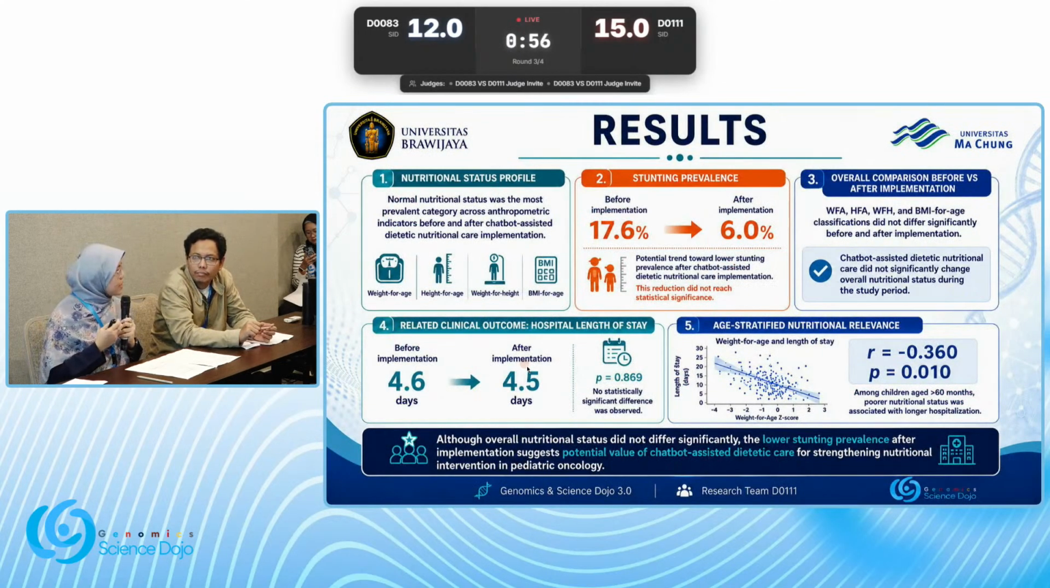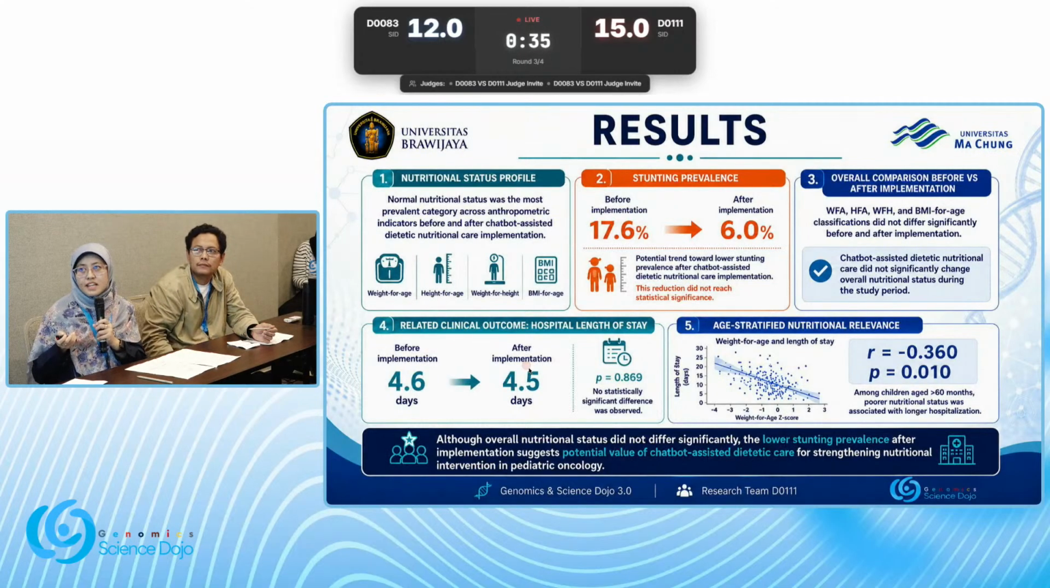And then let me highlight the key findings of our study. First, from all the medical records, most of the patients have normal nutrition status. Second, in the stunting group, the number of stunting patients decreased from 17.6 to 6% in the second month. And third, it showed that chatbot-assisted dietetic nutrition care didn't significantly change the overall nutrition status during the study period.